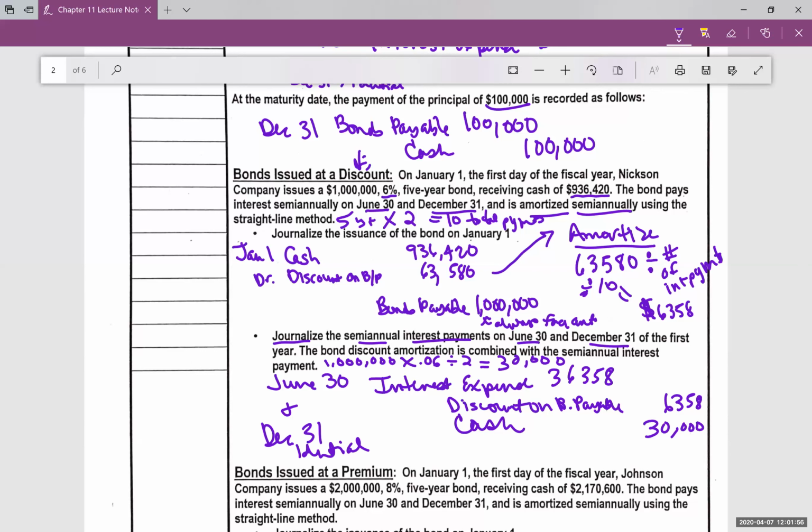Then the discount on the bonds payable, if you think about it, we divided the total discount, 63,580, divided by 10. So every time there's going to be 10 payments. Every time we do one of these journal entries, it's going to eat away at that full 63,580 until it totally brings it back to 0. And then when you're doing a discount, the interest expense, you add those two numbers together.